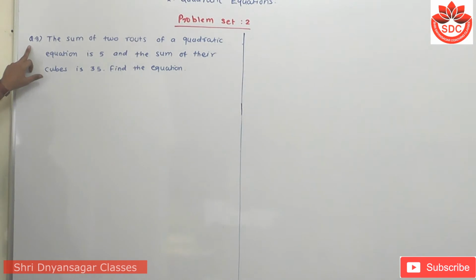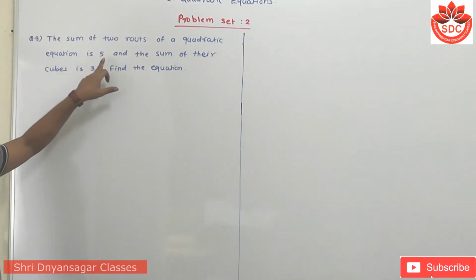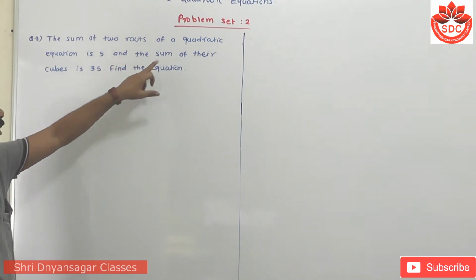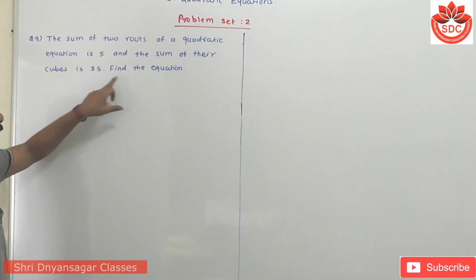Now question number 9. The sum of the two roots of a quadratic equation is 5 and the sum of their cubes is 35. Find the equation.